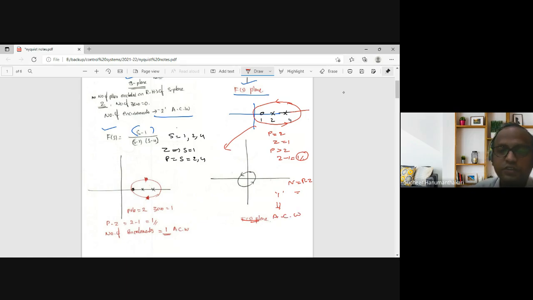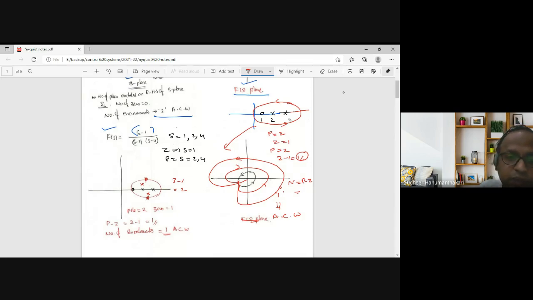So what we can conclude is that if there is one more pole here, my contour is going to encircle two times in the anti-clockwise direction, because 3 minus 1 is two times. If there is one more pole, it may encircle three times. So the number of encirclements depends upon the number of poles and zeros enclosed in the s plane.